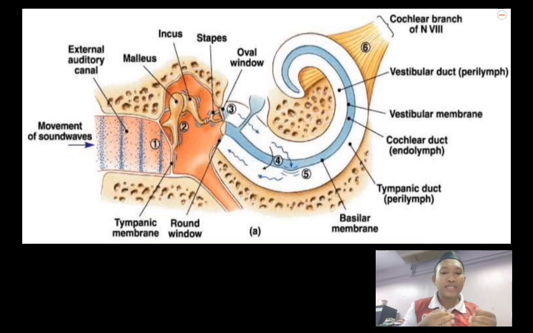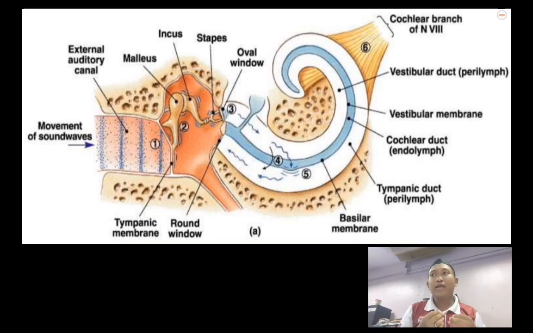The membrane vibrates in response to the sound wave and moves the malleus. The malleus moves the incus, which in turn moves the stapes. The stapes rests on the membrane across the oval window. This membrane vibrates in response to the vibration carried by the stapes.